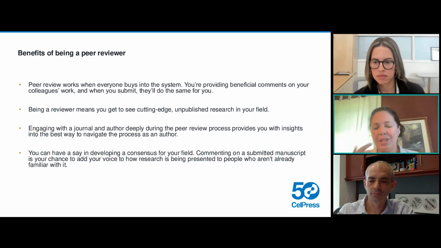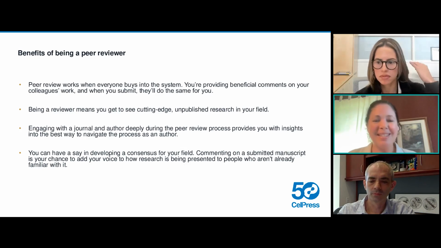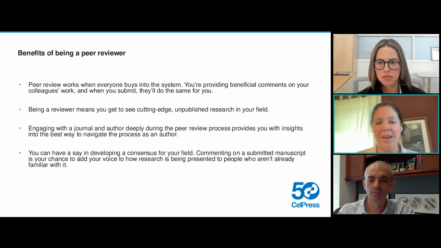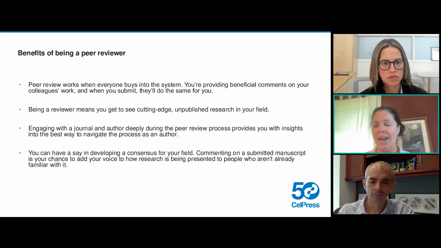So I also wanted to mention the benefits of being a peer reviewer, because it does take time. It takes a lot of time, and it's an investment on the part of the peer reviewer to engage in this. So some of the benefits are that peer review works when there's engagement from the reviewers and from the authors, and sincere engagement. So peer review works when everyone buys into the system. You're contributing something to your colleagues who work in your field, and if they have a good experience, they're more likely to contribute as a peer reviewer when you submit your paper down the line.